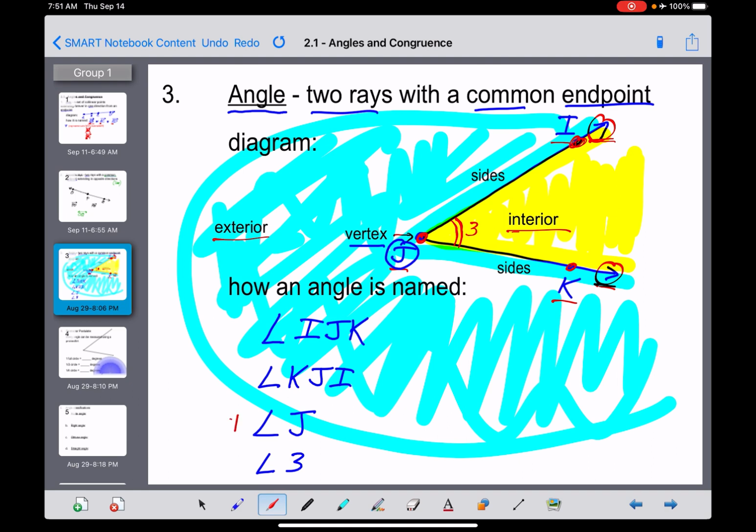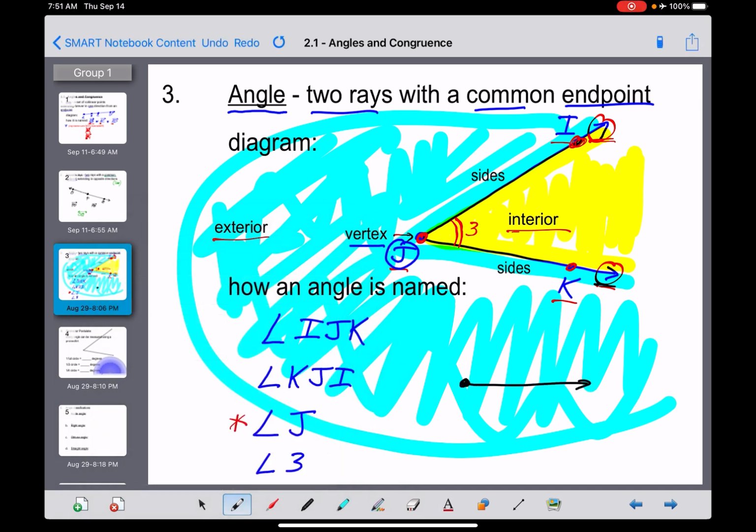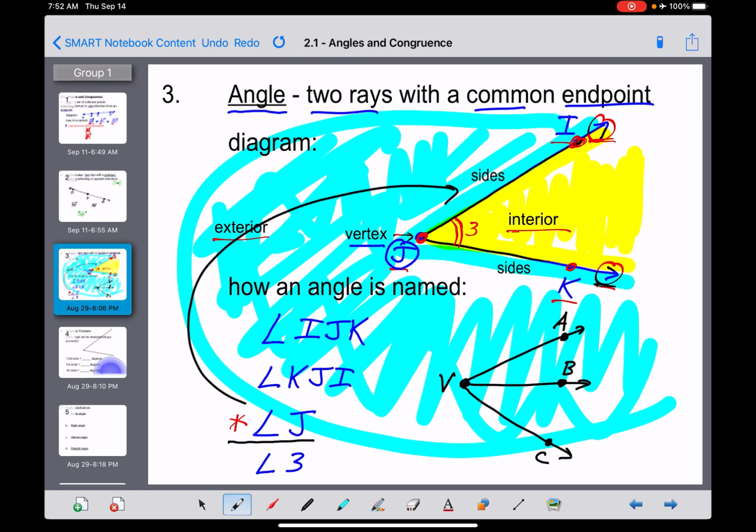Real quick, I said I would come back and talk about why this doesn't always work. You are going to see diagrams here, actually, before too long, where you've got something that looks like this. Here's a ray, here's another ray, and here's a third ray coming out of the same endpoint. And the issue here would be that if I were to name these points here, I'll just call this A and B and point C, and we'll call this one over here point V for vertex. The problem with naming an angle just by its vertex, it works fine in a diagram like this one up here when there's only one angle that has its vertex at J.